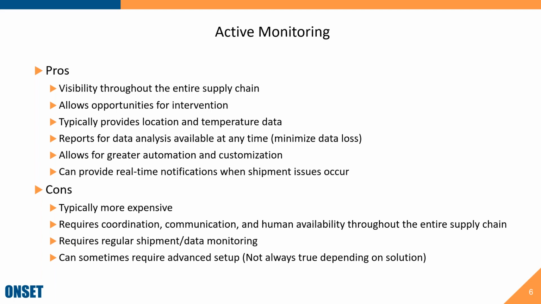Some of the cons typically are more expensive. So cellular loggers, again, tend to be a bit more expensive because of the hardware and the data plans. It requires coordination, communication, and availability throughout the entire supply chain. So you can get all the notifications in the world saying that something's going wrong with the shipment, but if you don't have a tight partnership with your supply chain partners, then there really isn't an opportunity to react and to intervene and make sure that that shipment gets back on track. So you do have to have that tight bond, that tight partnership with your supply chain partners.